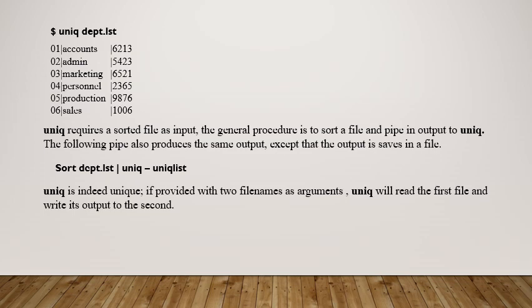Uniq requires a sorted file as input. The general procedure is to sort a file and then pipe its output to uniq. So you can see another example: sort department.list, followed by a pipe, also produces the same output, except that the output is saved in a file. So uniq is indeed unique if provided with two file names as arguments. Uniq will read the first file and write its output to the second file.